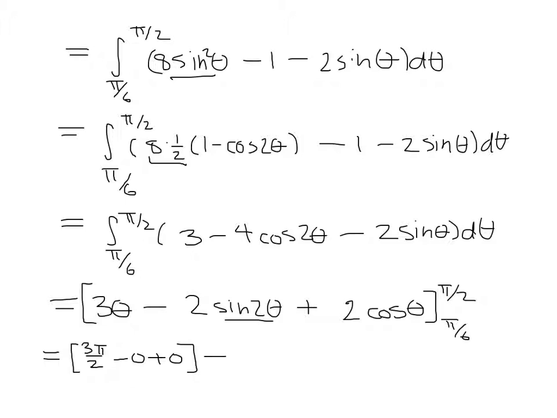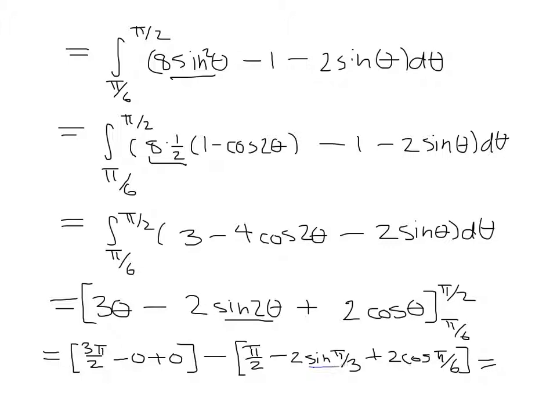So then minus 3 pi over 6, or pi over 2, minus 2 sine of pi over 3 plus 2 cosine pi over 6. And we're almost done.